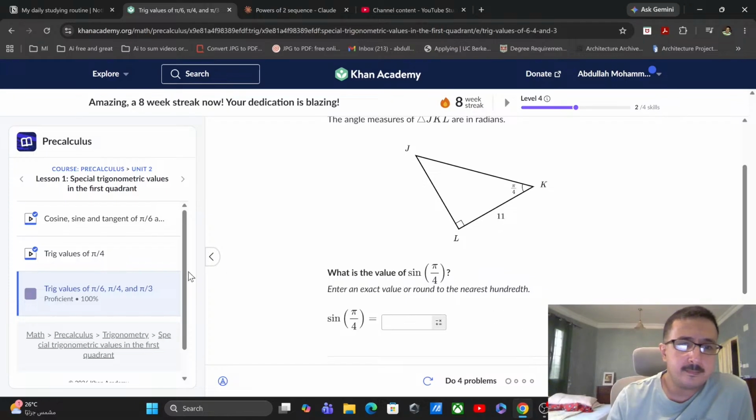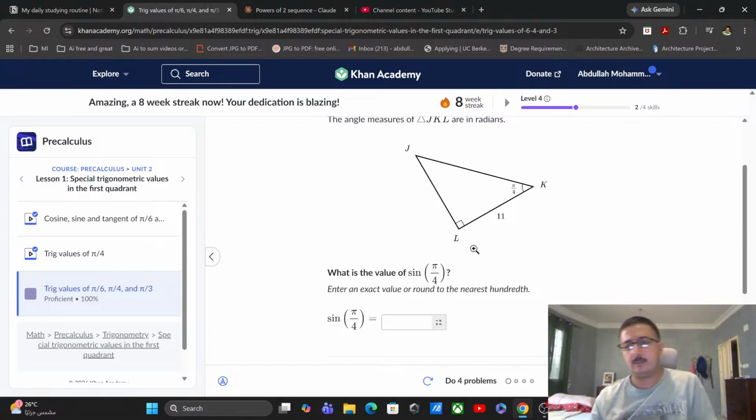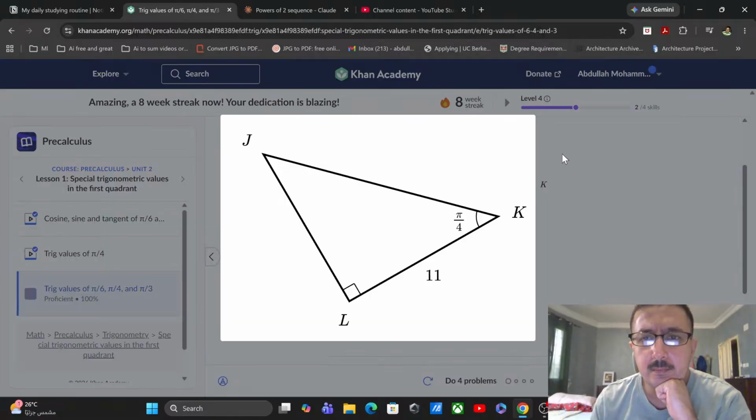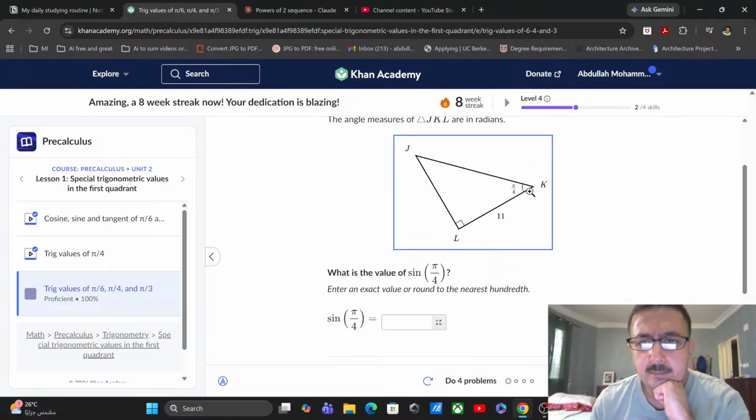So if this is 11, you know what? This is 11. Am I gonna get 11? Do you want me to write 11? Is that it? Because this is the x, so the sine is the y. Is this the y?